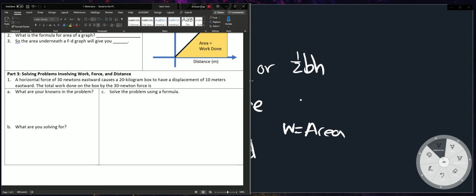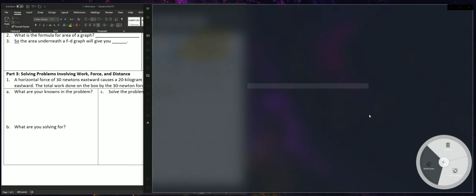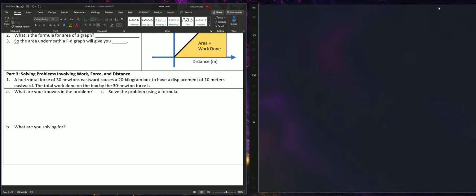Anyway, all right. So part 3, number 1. Now we want to figure out how to solve problems involving work. Let's look at number one. A horizontal force of 30 newtons eastward causes a 20 kilogram box to have a displacement of 10 meters eastward. What is the total work done on the box by the 30 newton force?